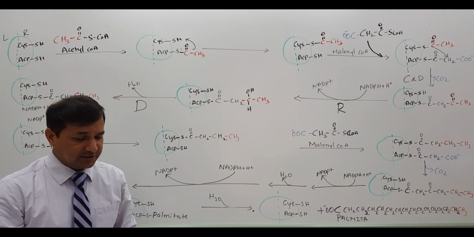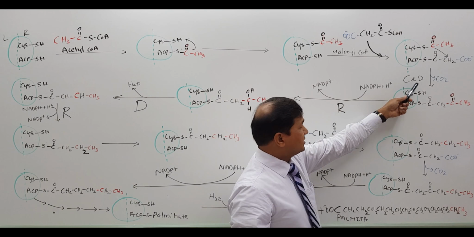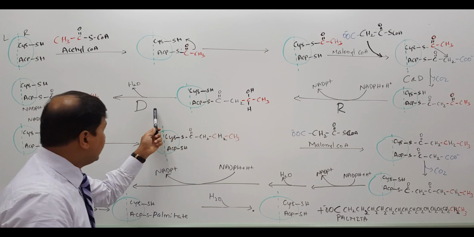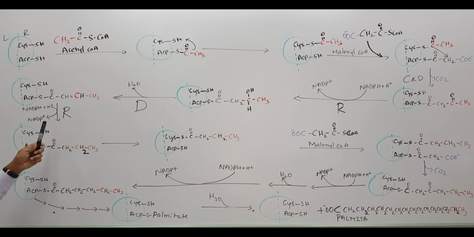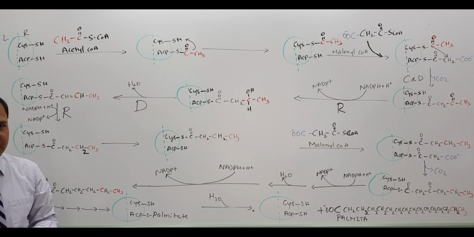So that means we have 4 reactions that are done here. One is condensation decarboxylation, where there is a removal of carbon dioxide, reduction, dehydration, reduction. At the end of these 4 reactions, you are going to get a saturated fatty acid here. If you cut this bond here, you can release 4 carbon fatty acid, which is a saturated fatty acid. So this is how we have synthesized a saturated fatty acid, which is 4 carbon.